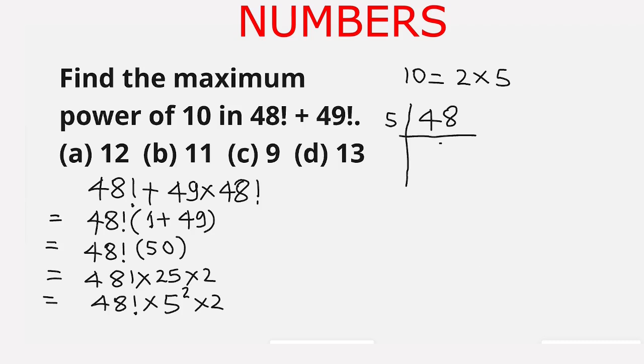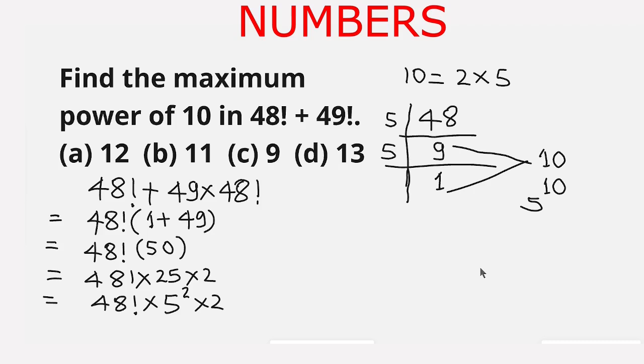5 divides 48 for 9 times, as 9 times 5 is 45. We again divide the quotient 9 by 5, and this divides 9 for 1 time, as 5 times 1 is 5. Now we add these two successive quotients. 9 plus 1 is 10, and that will be the maximum power of 5, and that is 5 to the power 10.